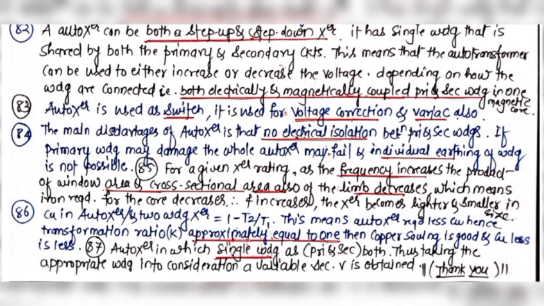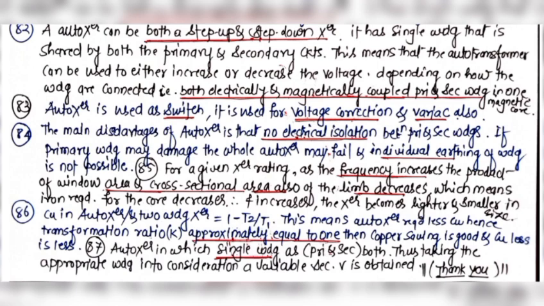Auto transformer is used as a starter. It is used for voltage correction and as a variac also. The main disadvantages of an auto transformer are that there is no electrical isolation between primary and secondary windings. If the primary winding is damaged, the whole auto transformer may fail, and individual earthing of the winding is not possible.